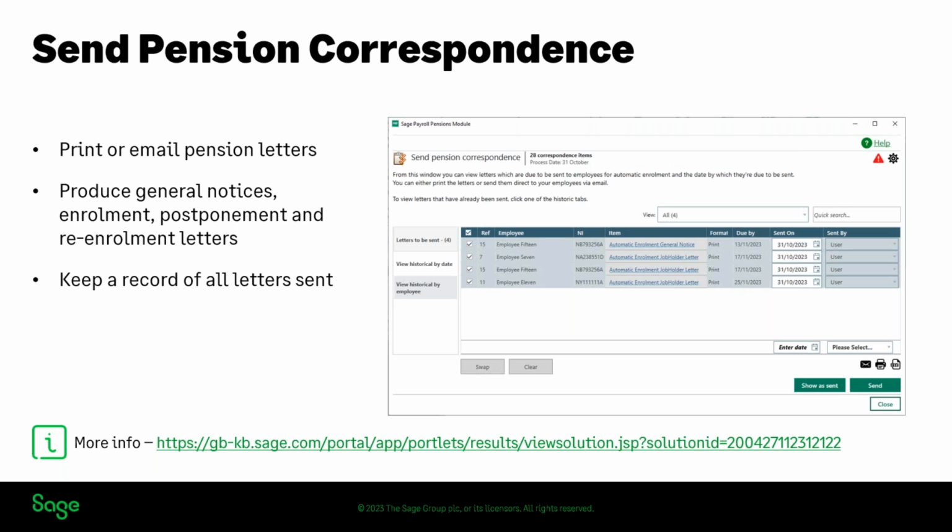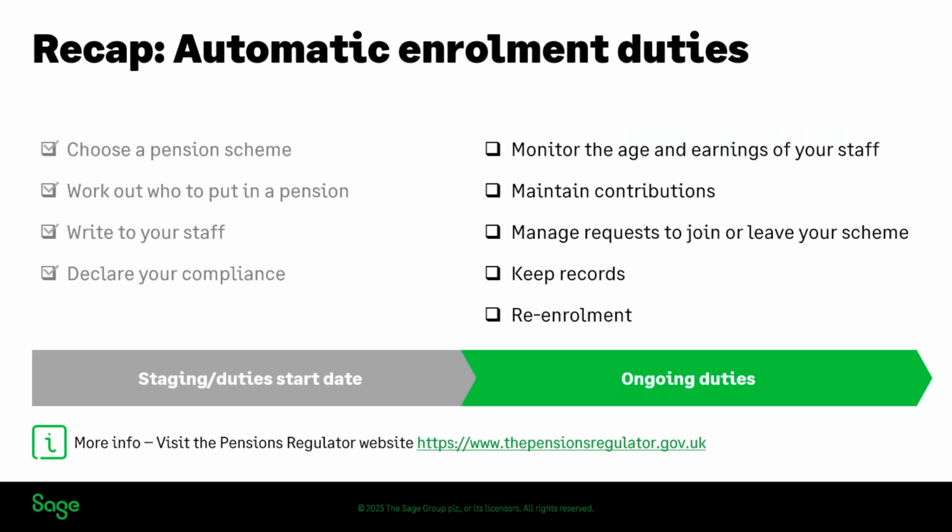So let's just refresh you on what those auto-enrollment duties were on an ongoing basis, and we'll link these back to the features that we've just seen. So first of all, you need to monitor the age and earnings of your staff, which is exactly what the pension assessment is designed to do. And if it finds anyone that has triggered auto-enrollment and they weren't previously opted out, it'll make sure that they're put into the pension scheme.